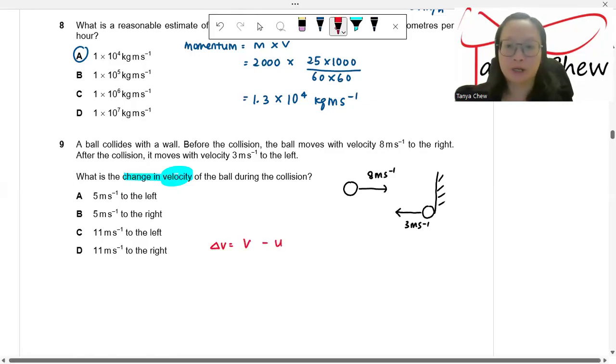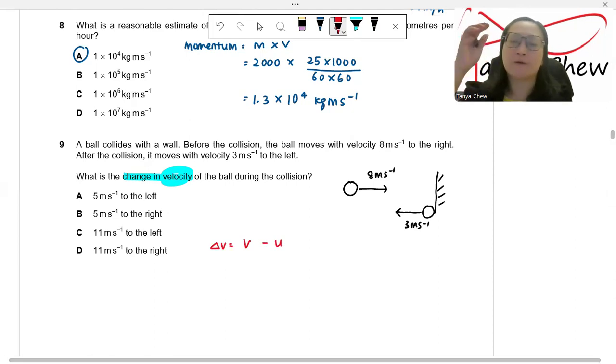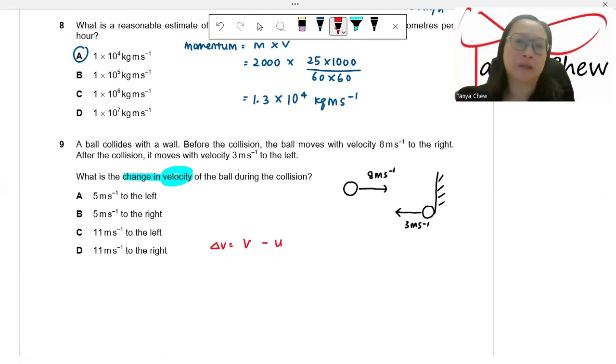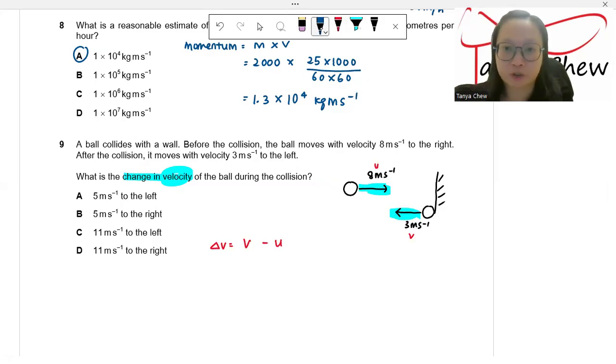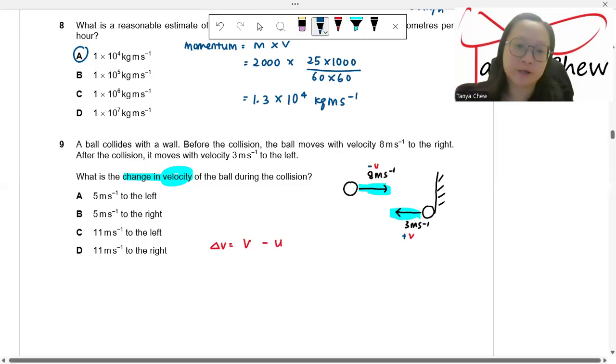And bear one more thing in mind. Velocity is a vector quantity. Therefore, direction is very important. You could see that this is my final velocity. This is my initial velocity. Look at the direction. One is towards left, the other one is towards right, right? So they are acting in opposite directions. So you have to put positive to one direction, which I put to the left, and negative, I put to the right.